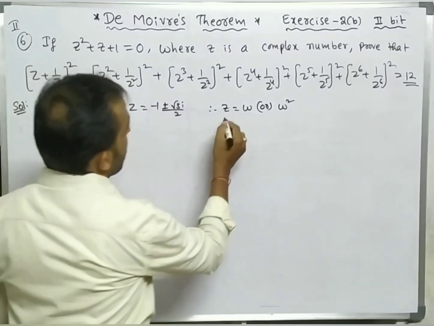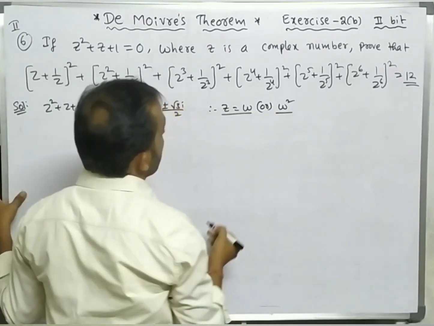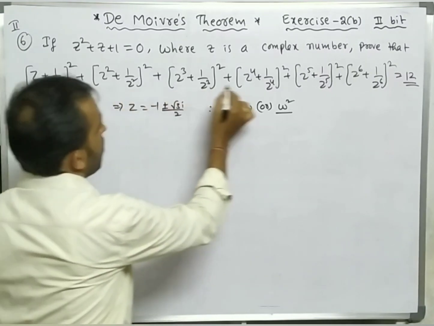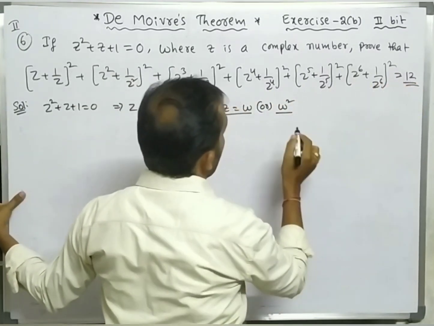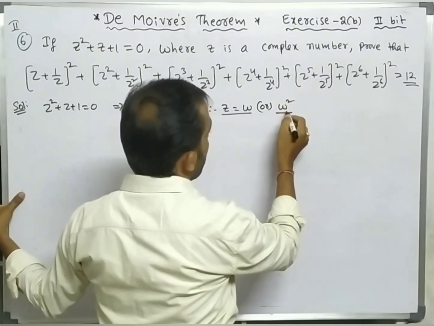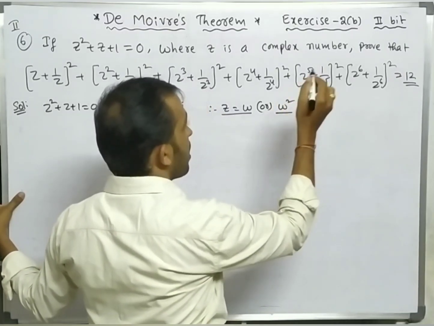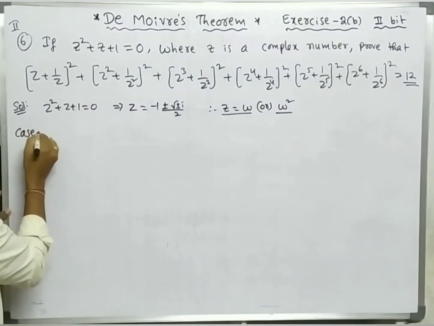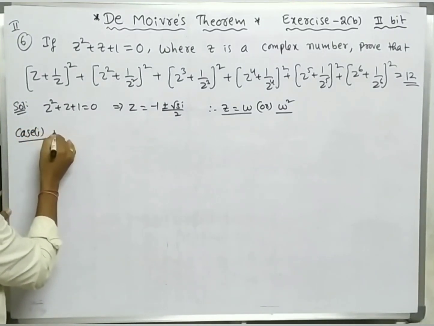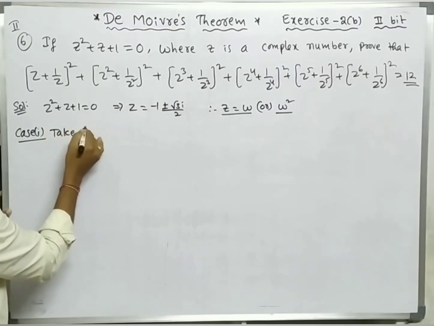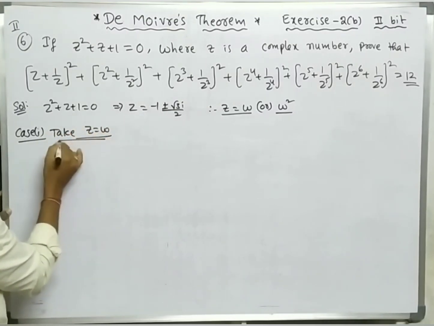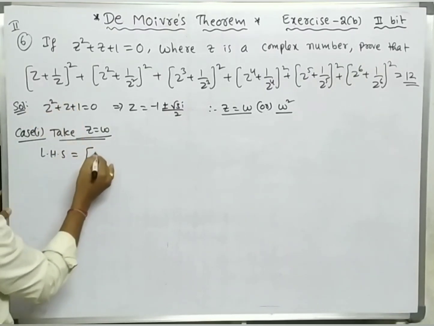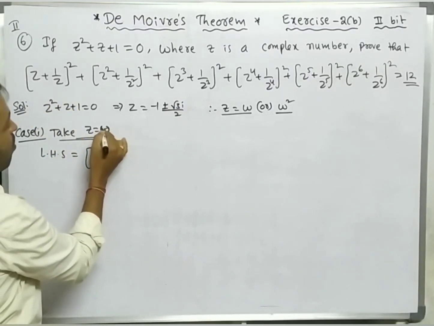Now, once take z is equal to omega, and next time take z is equal to omega square. Once we substitute z is equal to omega in the left hand side part, we should get 12, and in case 2, take z is equal to omega square, in that case also you should get 12 as the answer. So from case 1, take z is equal to omega, then what is the left hand side part? Take the left hand side part.